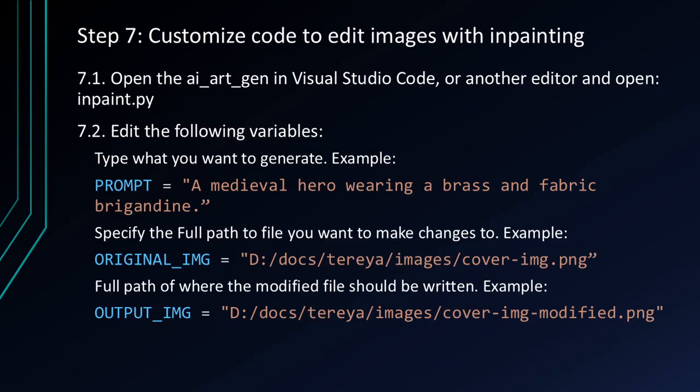In step 7, you're going to open the AI Art Gen project again and modify the file inpaint.py. You'll need to edit the following variables: prompt, original image, and output image. Set original image to the file you just exported, and set prompt to what you want the entire image to look like when the new area is filled in.